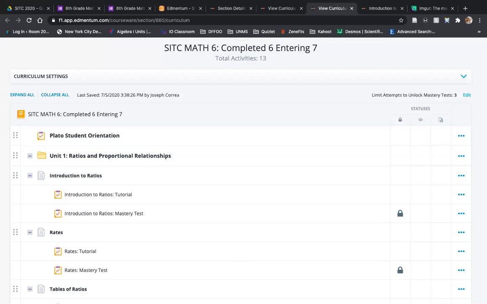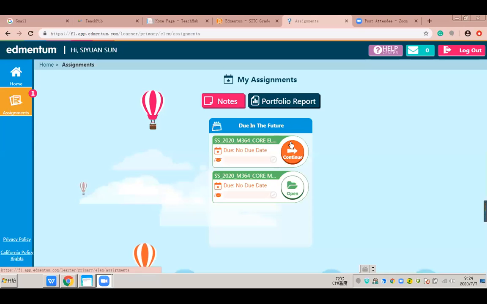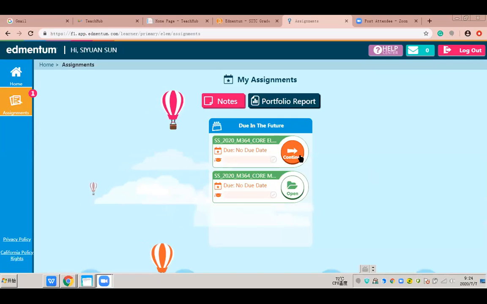I know. Okay, so let's try to walk you through it. I'll stop my screen share, and I'll try to help you get there. Yeah, this is my page. Okay, I think it's the second one where it says Core M. I'm assuming the top one is ELA and the bottom one is Math. So click on that one.